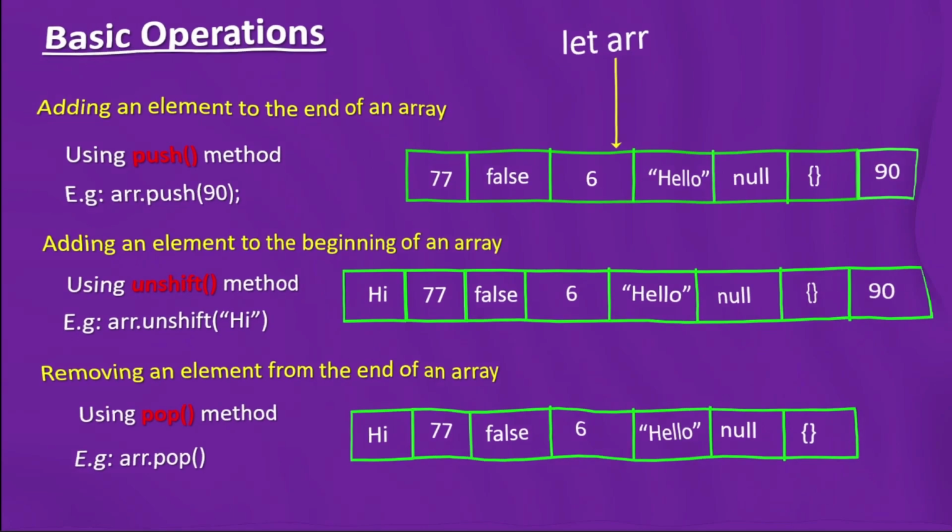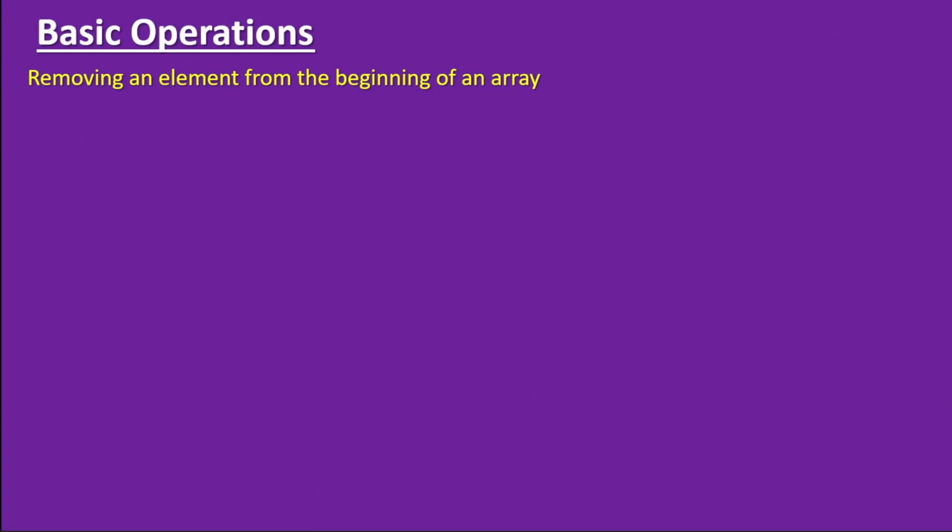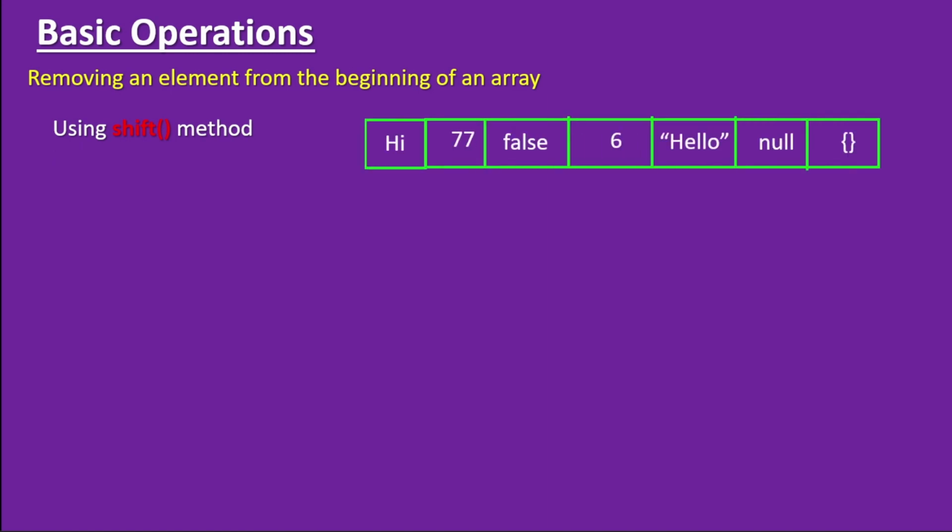Next, how do we remove an element from the beginning of an array. That is with the shift method. We have this array, and when we apply the shift method, array.shift, it will remove the element from the first position, that is at the beginning. It will remove it like this. These are the basic operations: how we remove and how we add or insert an element at the beginning or end of an array.